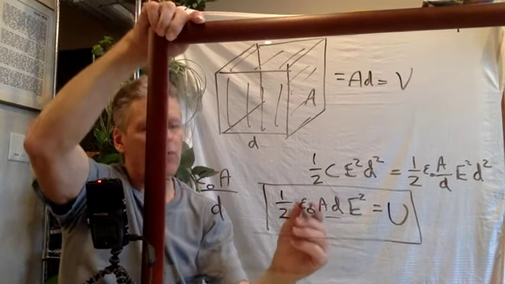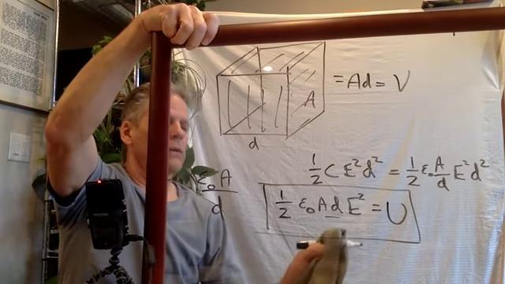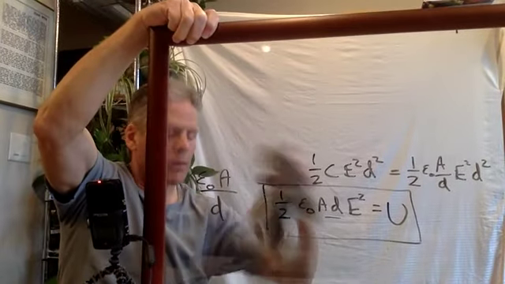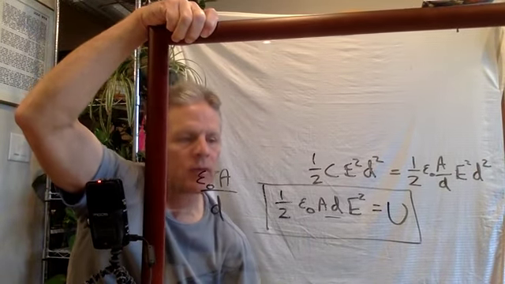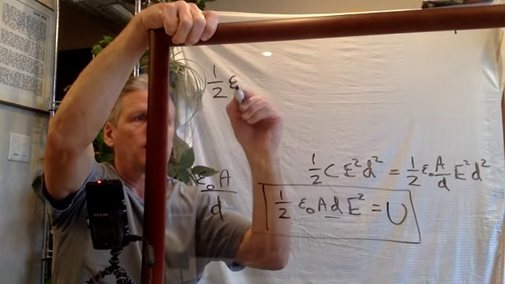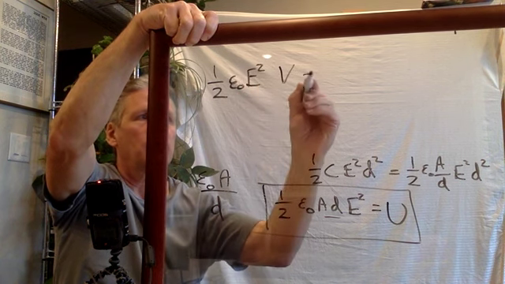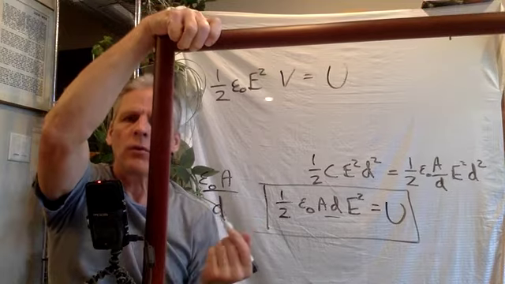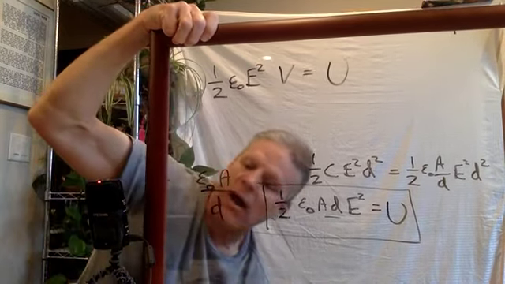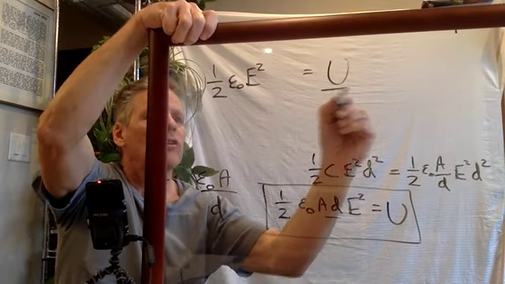And so another way of thinking about this is we can say this is 1/2 epsilon 0 E squared times the volume, and then we say this equals the energy. Well, then the question is, what is the energy per unit volume? So we're just going to divide both sides by V. So we have the energy per volume.